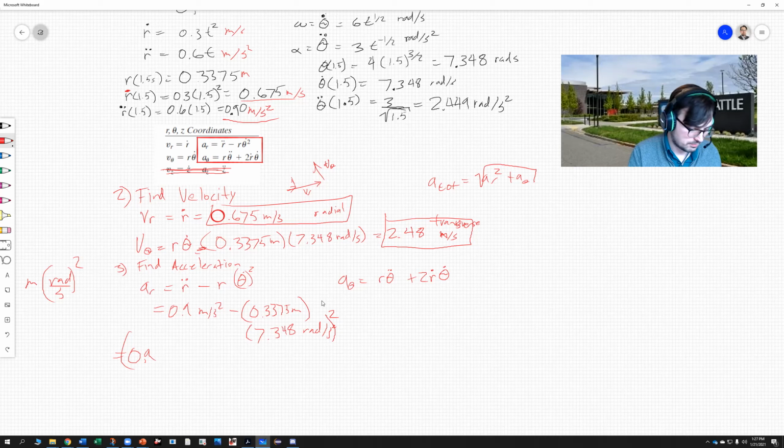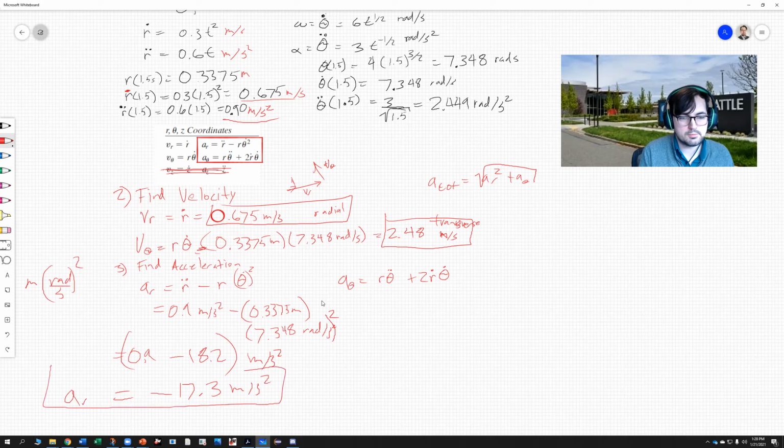So let's do that. 0.3375 times 7.348 squared. This is going to be minus 18.2, and this is meters per second squared. So when we do that, we're actually going to get a negative number here. 0.9 minus 18.2 gets us a value of negative 17.3 meters per second squared. And that is our a_r component. That's our radial component of acceleration.